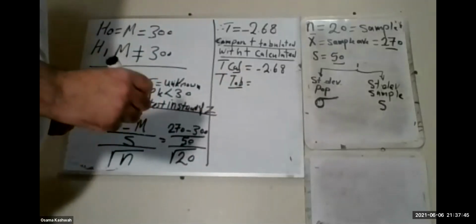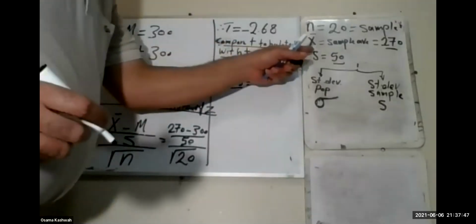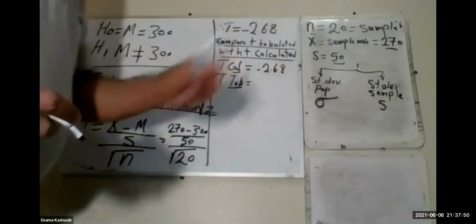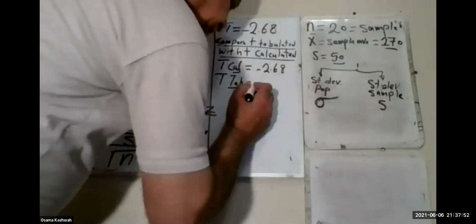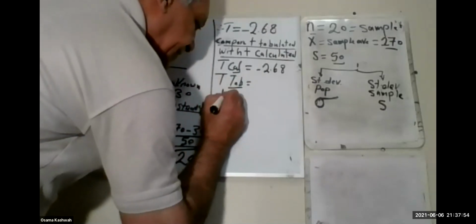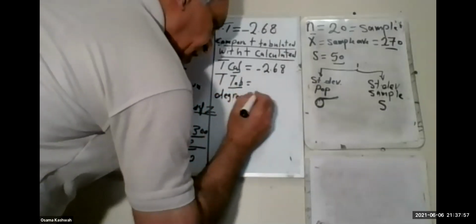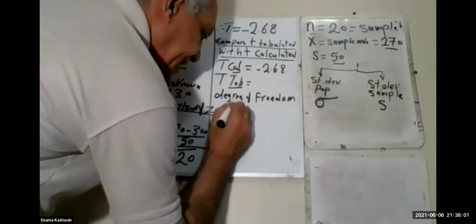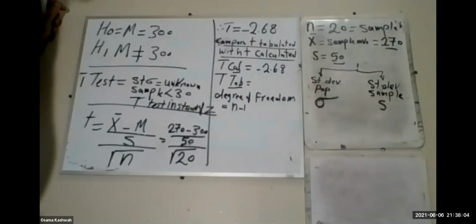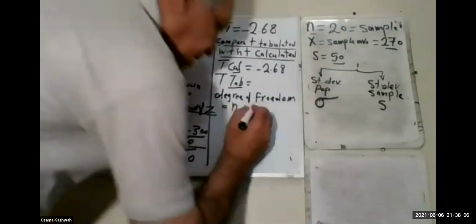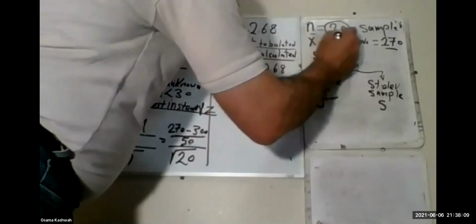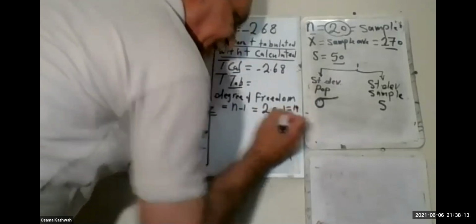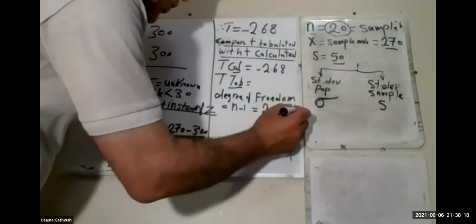Now I will show you how much is the sample. The sample is 20. I will calculate something called degree of freedom. Degree of freedom equals n minus 1. The n is 20. The n is the sample. Sample minus 1 equals 19. So here it will be 19.